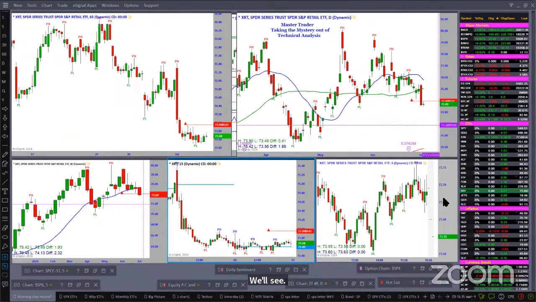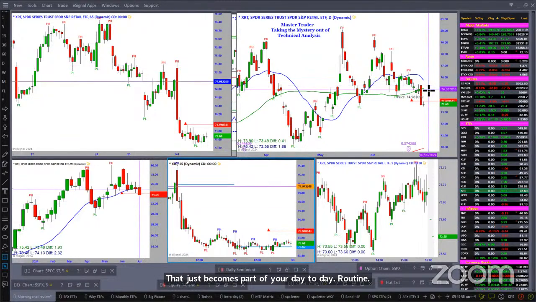Well, Robert's saying even though there's a void, you're still looking to the left. Well, once you've been taught a concept and then you've observed it for a period of time and you see the value of it, that just becomes part of your day-to-day routine. So, well, no, not negated.